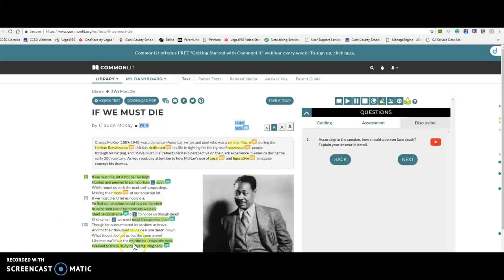Okay, so again, you're looking for textual evidence and you're writing in the margins. What does that mean? Why is that important?